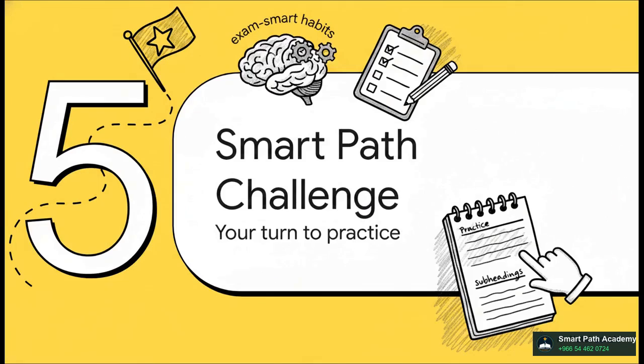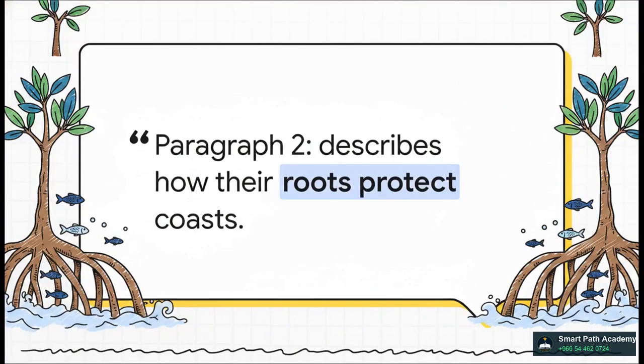Well, we have reached section 5, the Smart Path Challenge. This is the you-do phase. It is time to test your newly minted exam smart habits all on your own. Here is your final piece of evidence to examine. Text B is an article about mangrove trees. Paragraph 1 explains where mangroves grow. Paragraph 2 describes how their roots protect coasts. Paragraph 3 explains why fish use them as shelter.